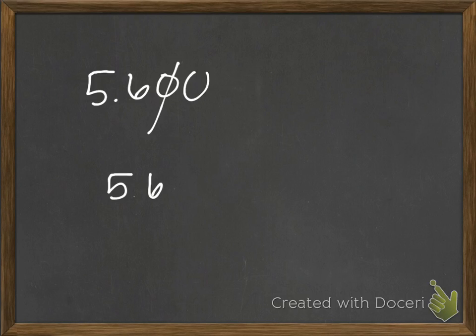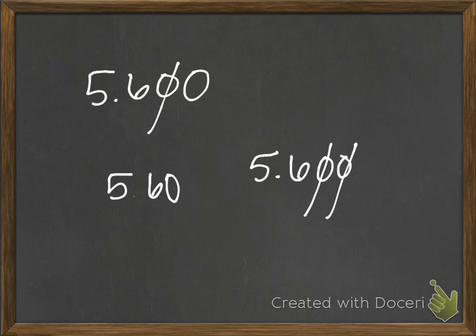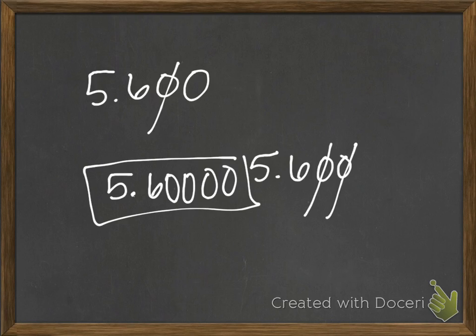So if you look at the next one of 5.60, what would be equivalent to that? Well, we could take that off and it would just be 5.6, or we could even add 1 and have 5.600. No matter how many zeros you take off the back or add, it does not change the number. It is equivalent or equal to.